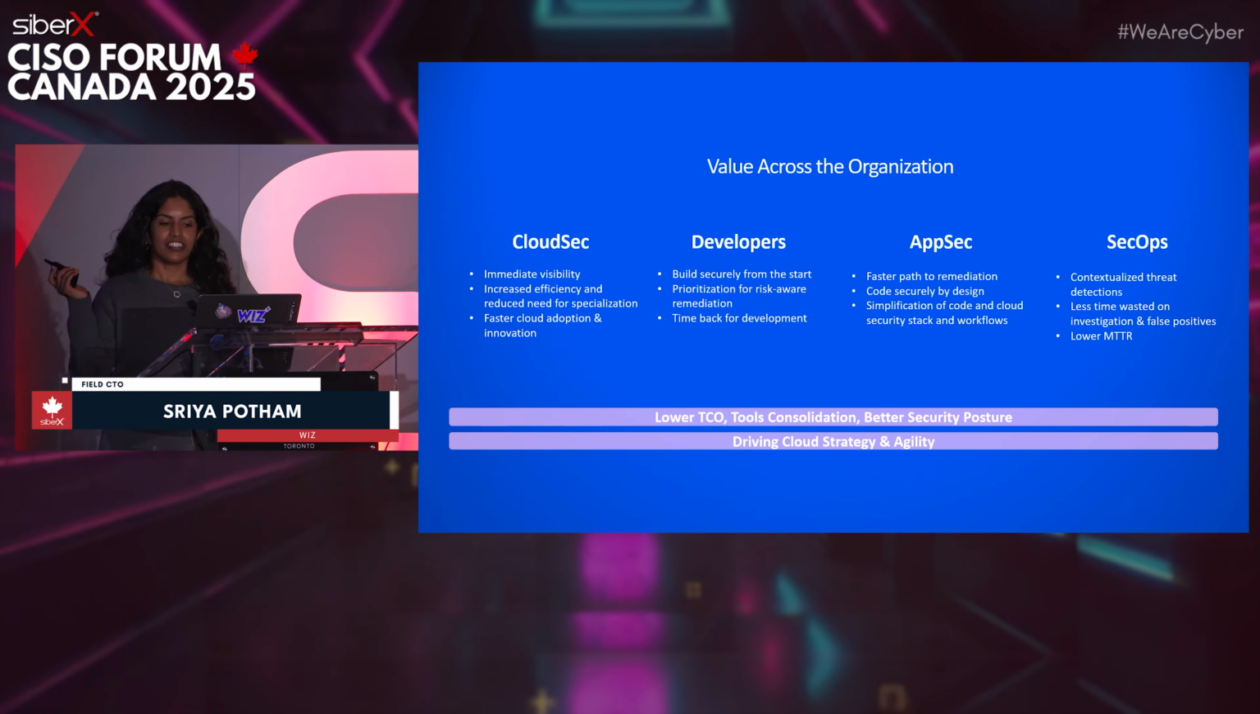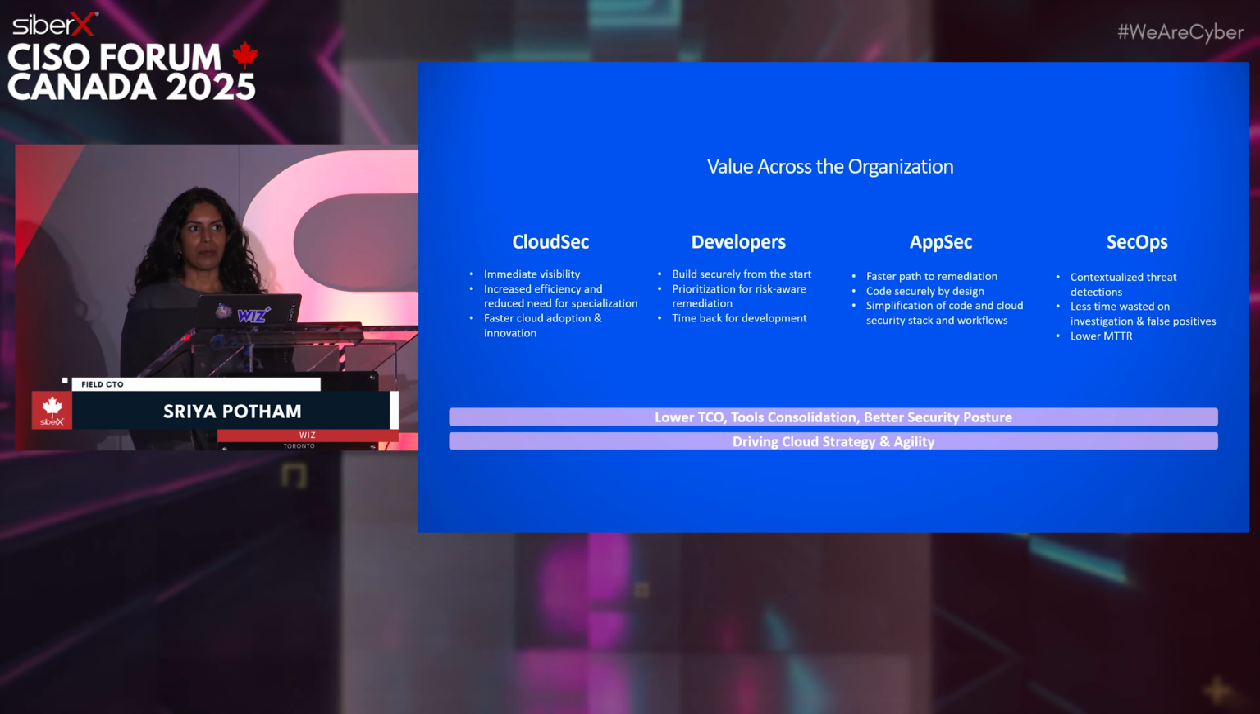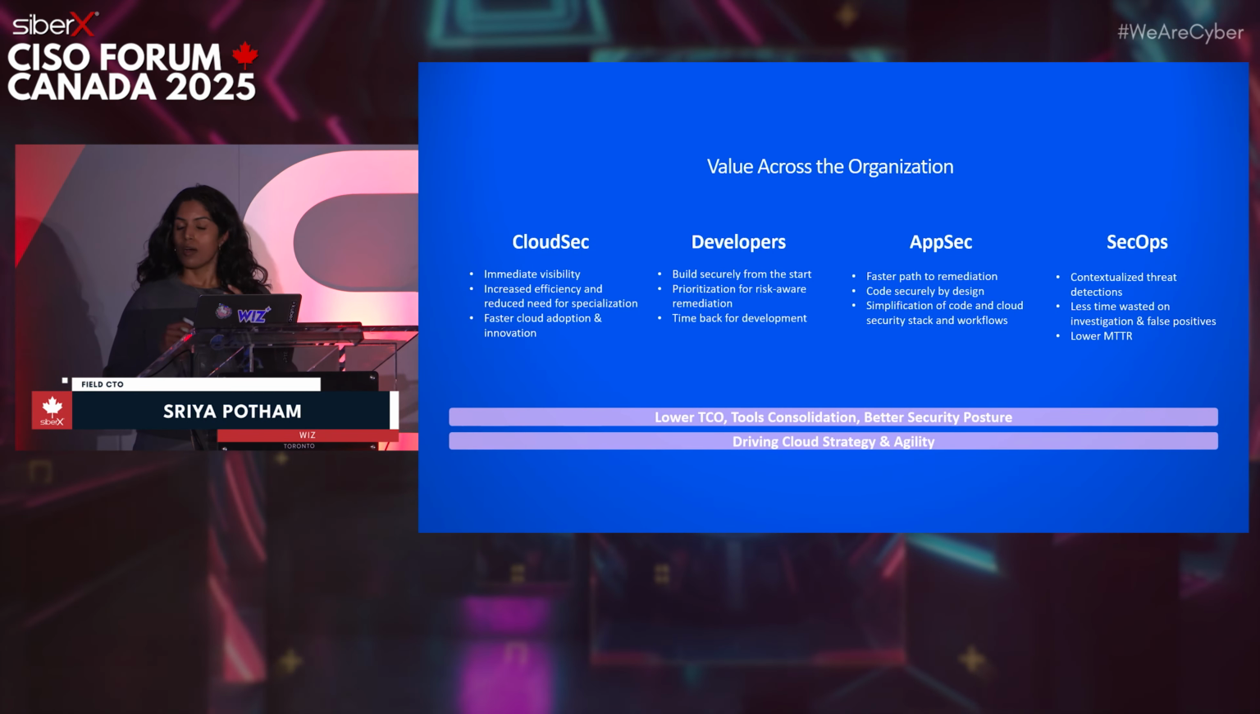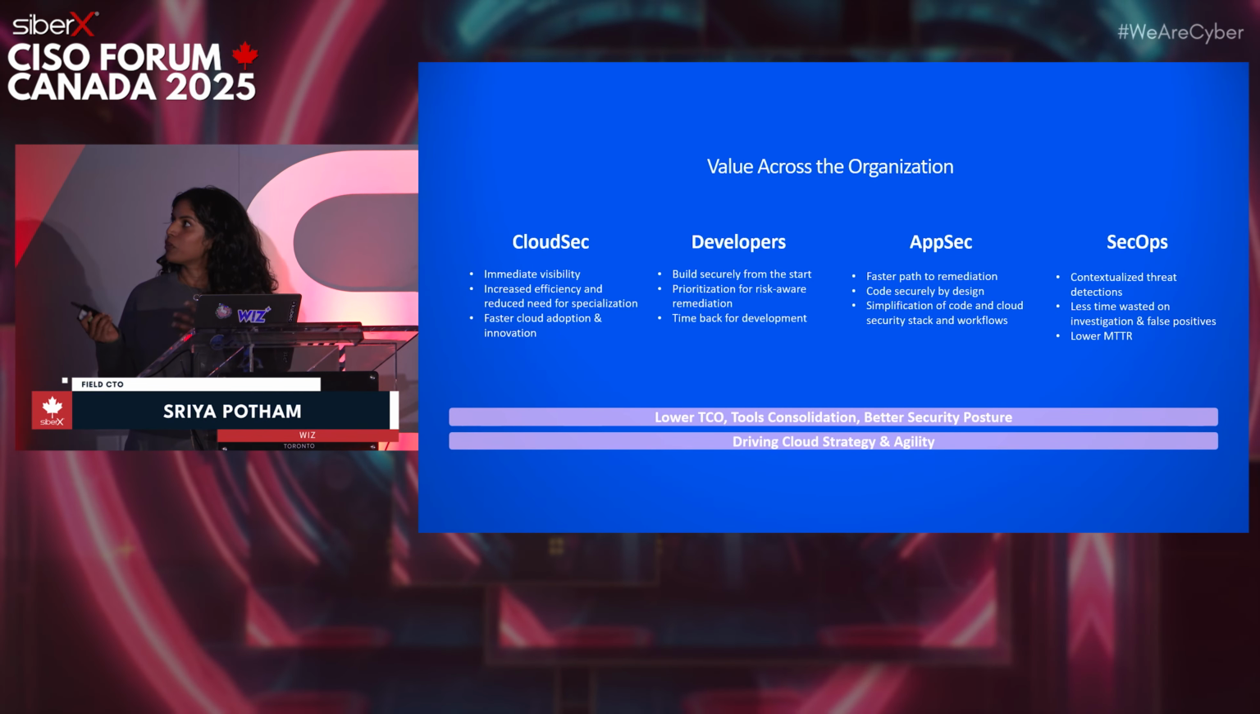So let's talk about value. Let's summarize the approach and the benefits that this approach gives for all of these teams and the organization as a whole. Your CloudSec team gets immediate visibility and increased efficiency, and enables CloudSec to manage risks across the entire organization. It allows the cloud security team to manage risks more effectively while focusing on strategic initiatives like cloud adoption and innovation.